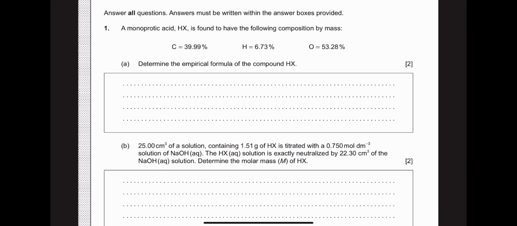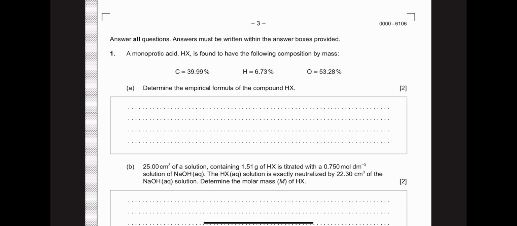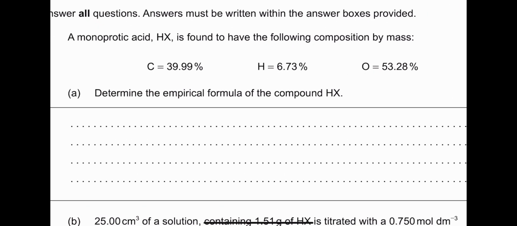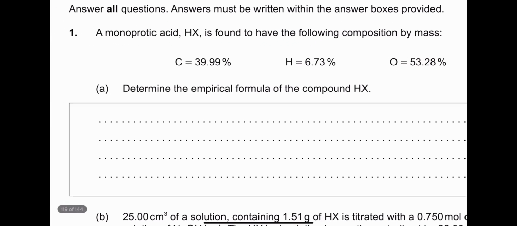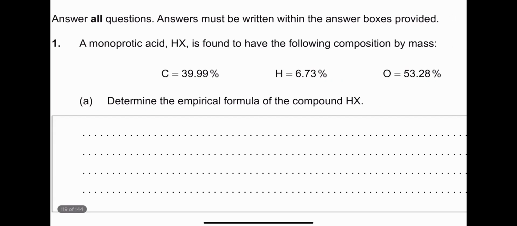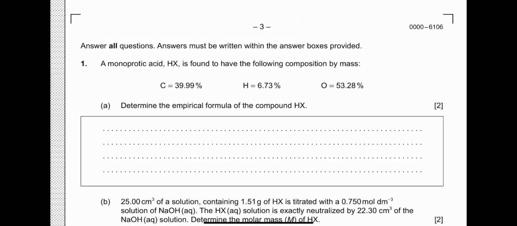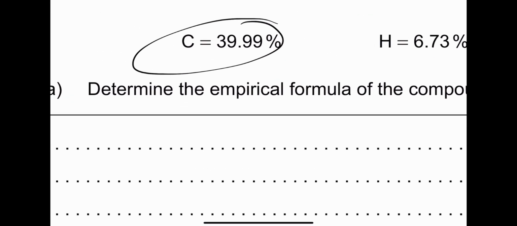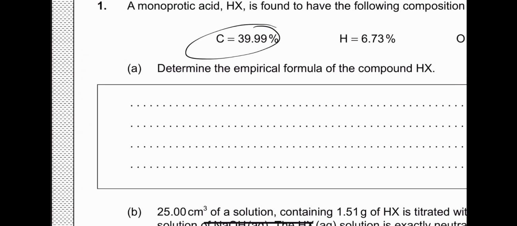Okay, a monoprotic acid HX is found to have the following composition by mass: C, H, O, and it wants us to determine the empirical formula of the compound HX. So this is just a standard empirical formula question. Remember, we're basically using our triangle with mass, molar mass, and moles, right? But in that triangle, instead of mass, we have our percentages. So basically, we can get the moles by using these percentages as the masses.